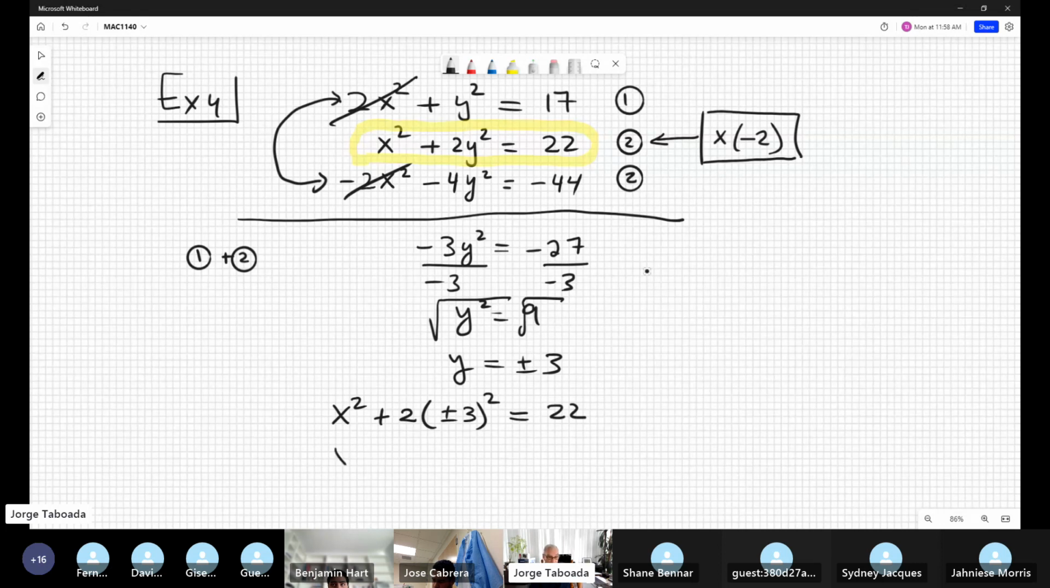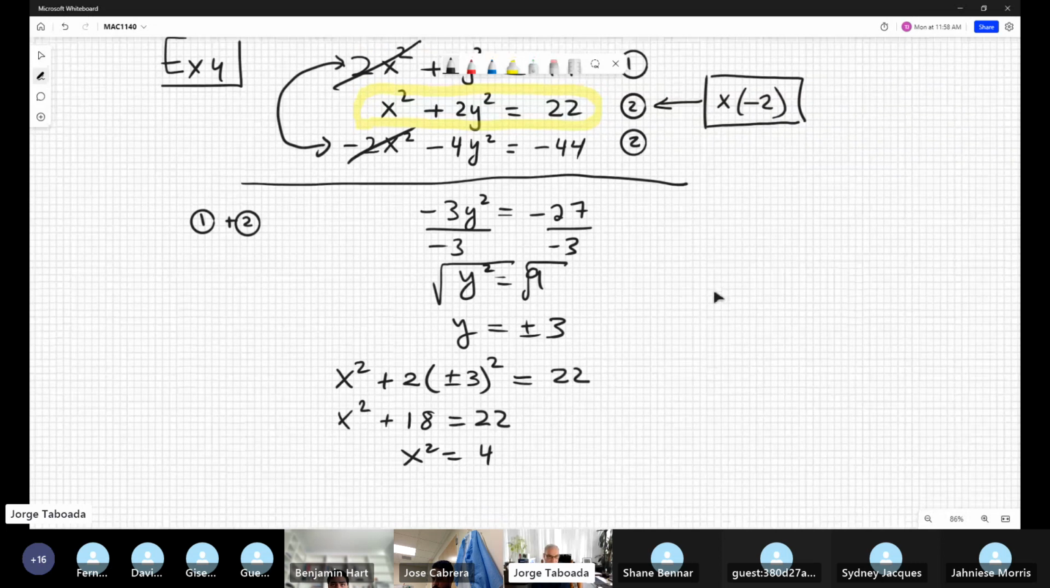Okay, now it's x squared. Let me compute that part. It's a 9, no? It doesn't matter if it's plus or minus 3 squared, positive 9. A positive 9 times 2 is 18, equal 22. Now x squared is equal 22 minus 18, which is obviously 4, no? That's all. 22 minus 18 is 4. Now apply square root both sides. x is equal to plus or minus 2.